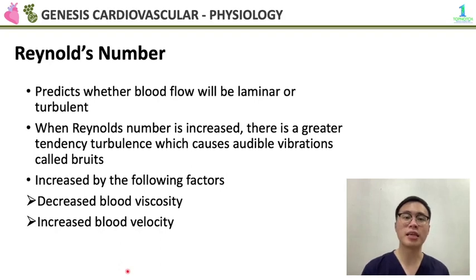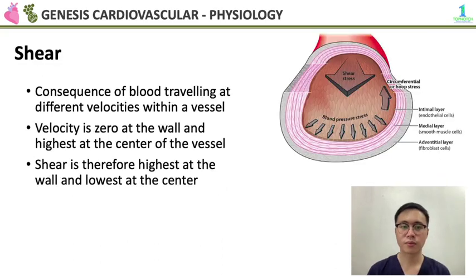So, in patients with anemia, pwede tayo makarinig ng bruit at murmur, di ba? Hemic murmur. Okay? So, basically, a murmur outside of the heart in the vessel, it's what you call a bruit. Okay. How about increased blood velocity naman? In cases of a narrowed vessel, stenotic vessel. So, pwede mag-increase ang Reynolds number. You expect turbulent blood flow.